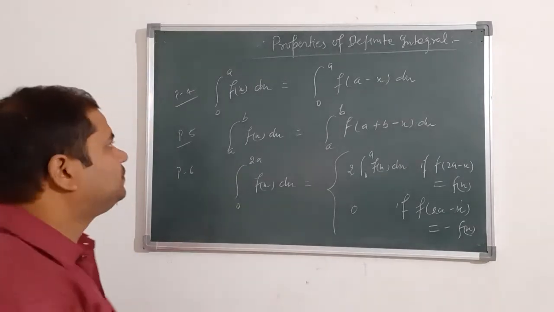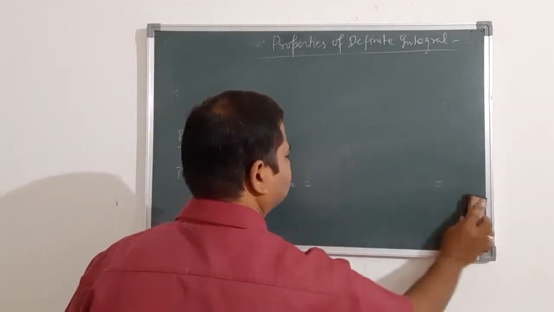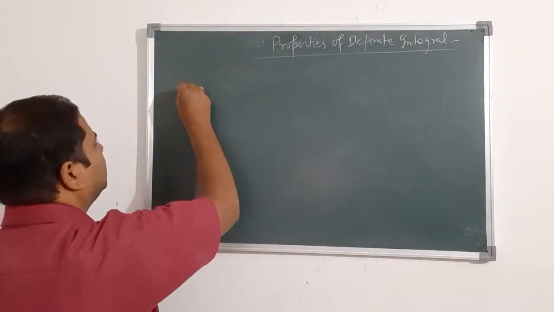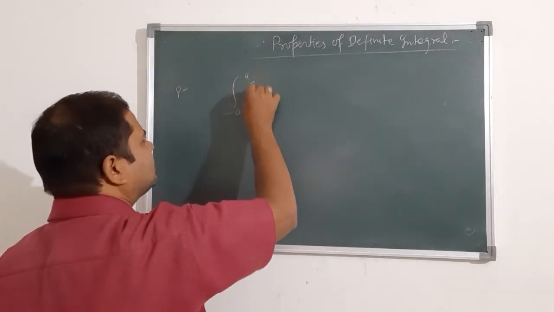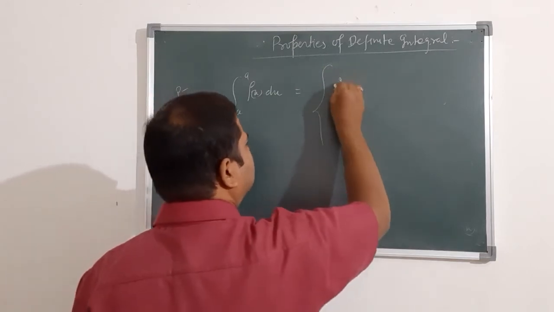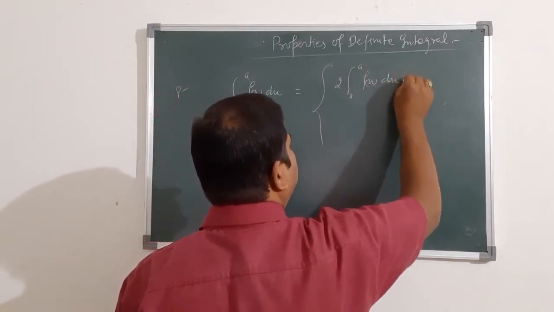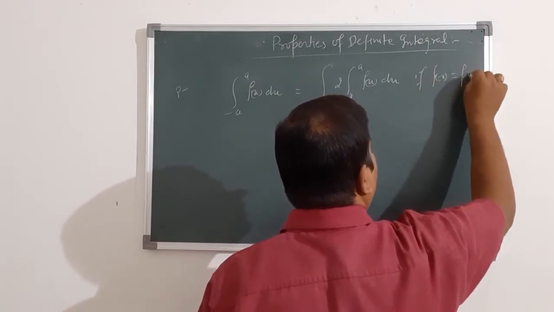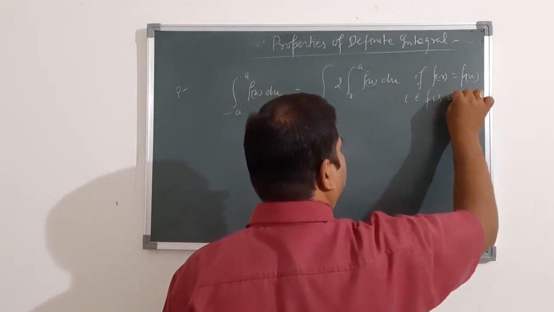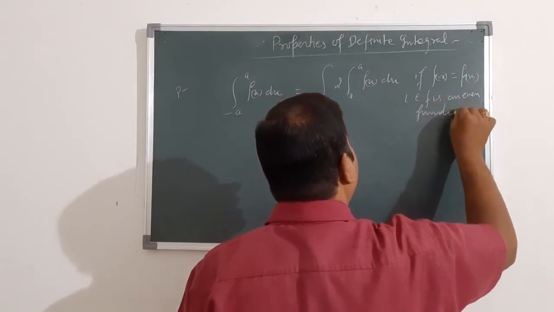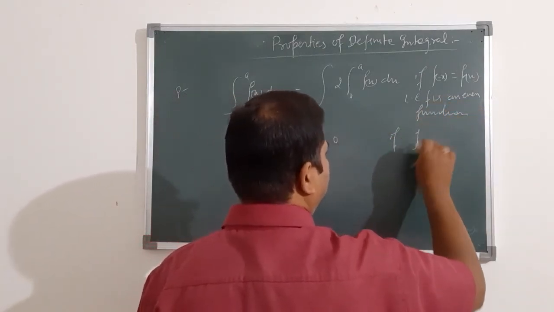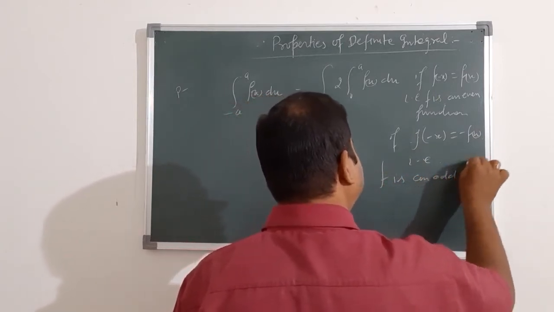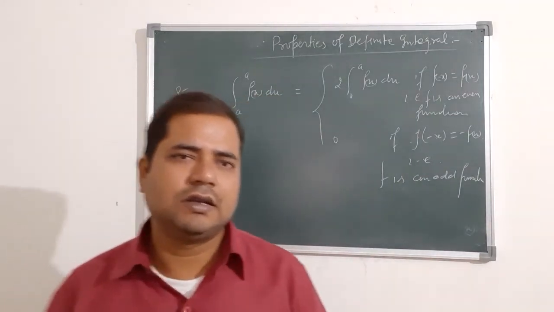Okay, now next one, integral from minus a to a of f(x) dx is equal to 2 times integral from 0 to a of f(x) dx if f(minus x) is equal to f(x), that is f is an even function, and this is 0 if f(minus x) is equal to minus f(x), that is f is an odd function. So note it down.